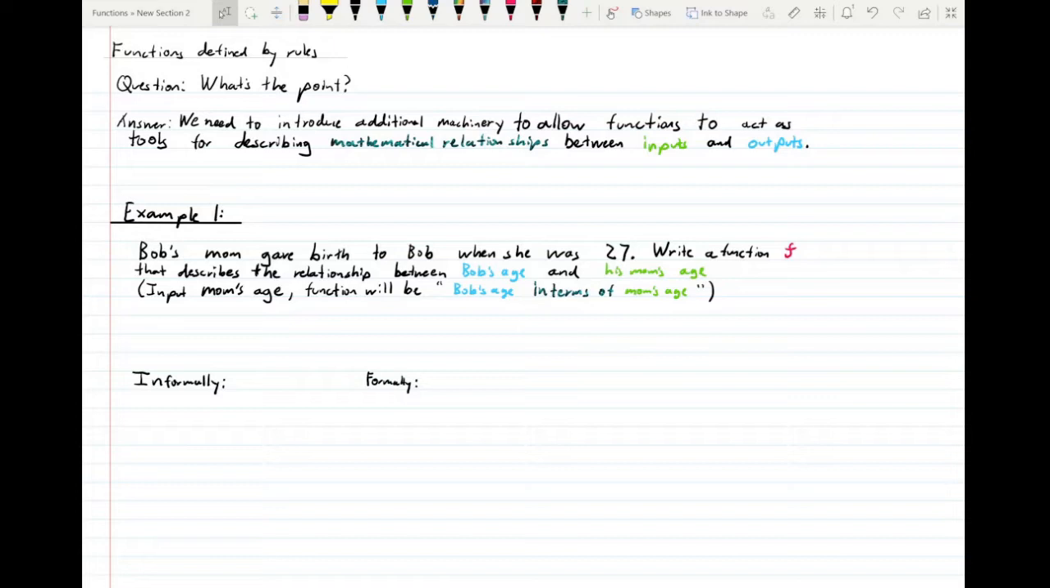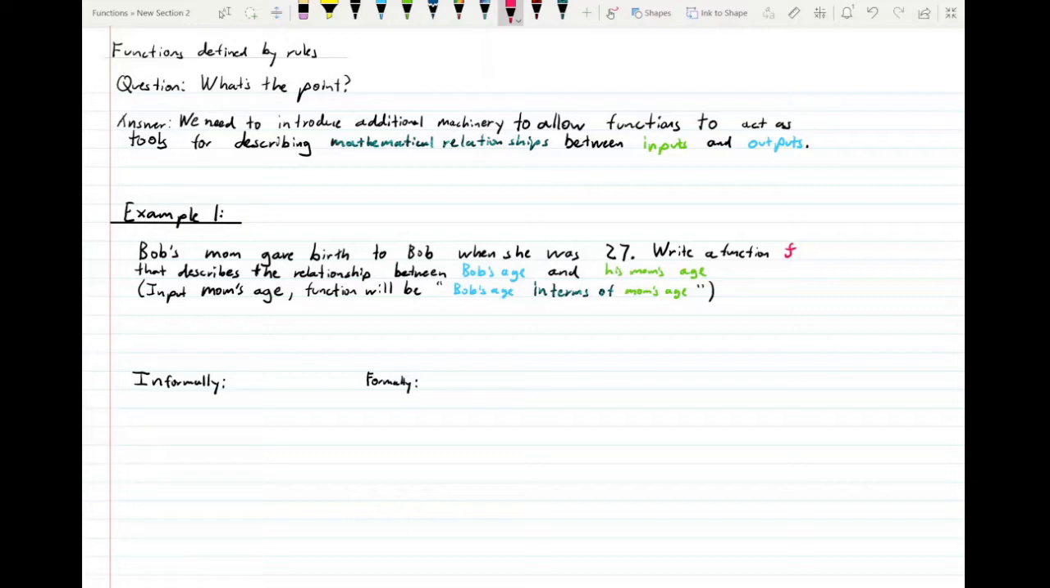can't actually do what it's meant to do, which is act as a tool for describing the relationships between two different sets. For example, let's say we know a guy named Bob whose mom gave birth to him when she was 27. We'd like to be able to write a function that describes the relationship between Bob's age and his mom's age, that takes in as an input some age that's meant to be his mom's age, and outputs what Bob's age will be at that moment.